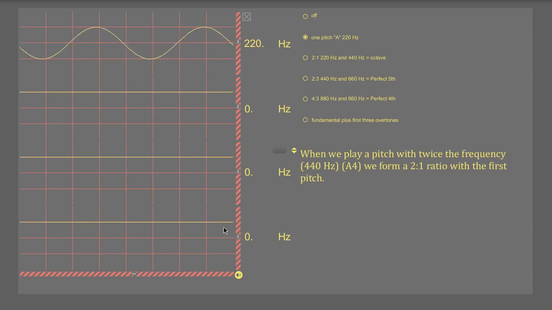When we play a pitch with twice the frequency, or 440 Hertz, which is called A4, we form a 2-to-1 ratio with the first pitch. And so here we see that ratio in action. And here we hear the two pitches. There's that low 220, do, and the upper 440, do.